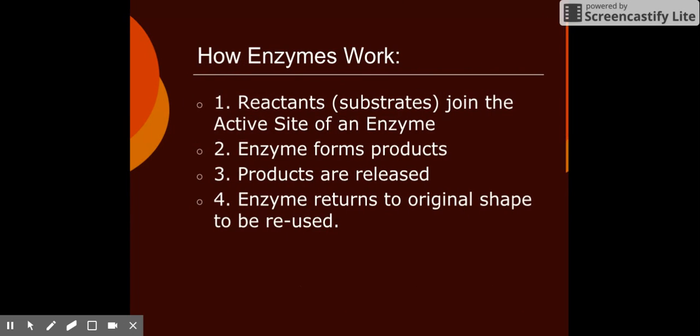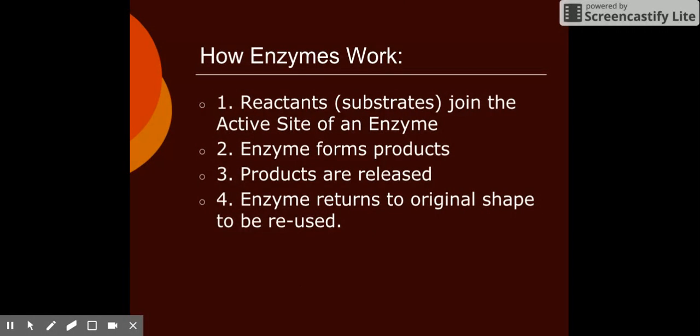So how enzymes work: the reactants or the substrates join in what's called the active site of an enzyme. And if you're using the notes packet, you'll see a picture that you have been given already in the notes packet that kind of shows this. So that active site is like the lock. It is a specific shape for a specific substrate. And then the enzyme will form the products, either link up individual monomers maybe, or it will break apart a large macromolecule. It will release the products, and then the enzyme returns to its original shape to be reused.